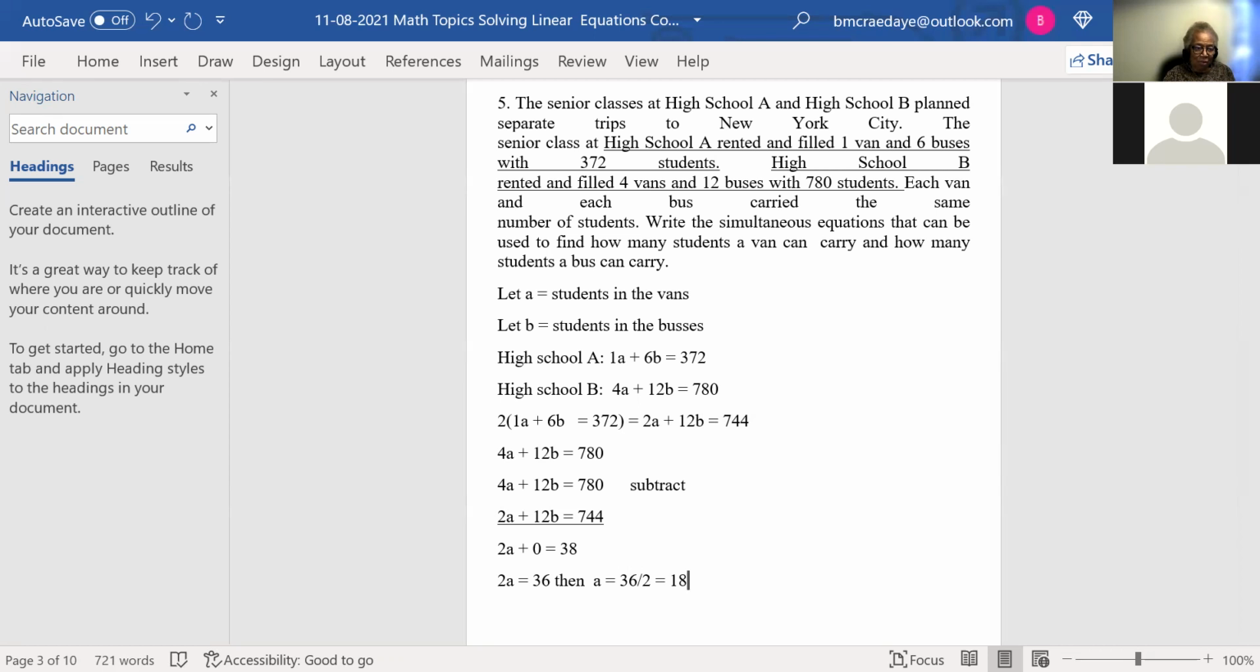Now, how could we find the number of students in the bus? Okay. We know A is 18. How can we find B?